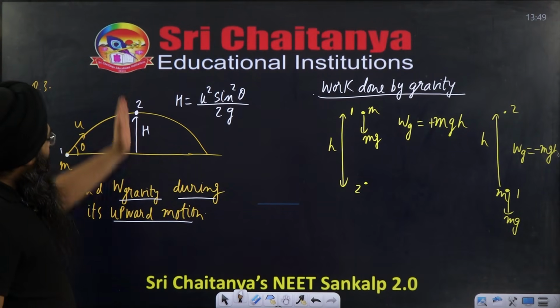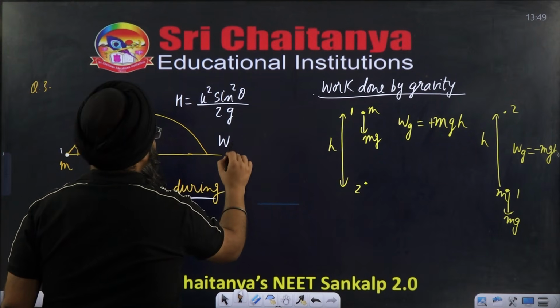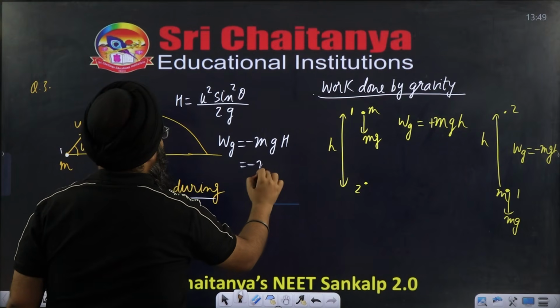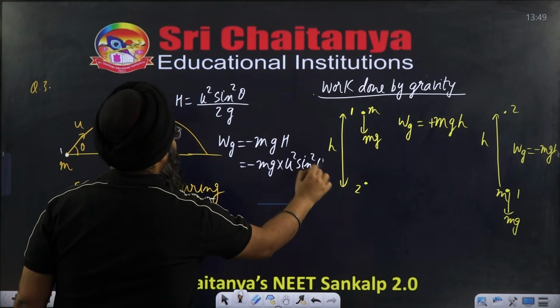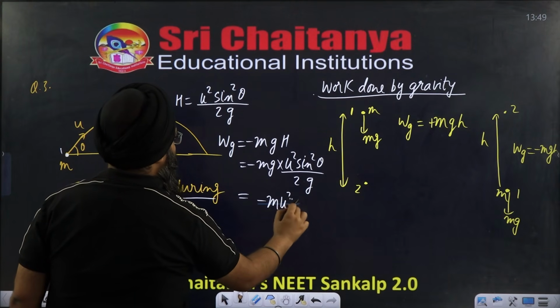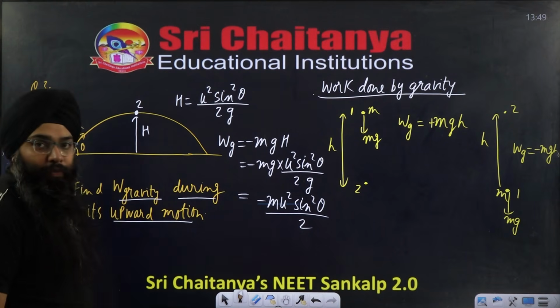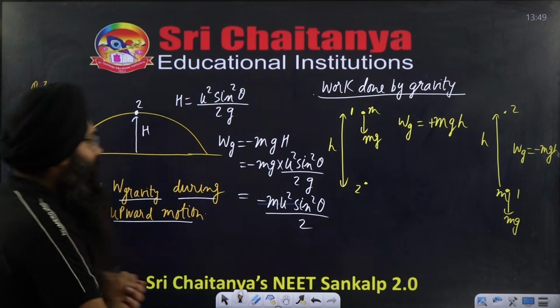And since you are going up and gravity is acting down, the work done by gravity will be equal to minus mg into capital H. That will be minus mg multiplied by u square sine square theta divided by 2g. So the final answer will come out as minus m u square sine square theta divided by 2. I hope it is clear to you. So this is basically the work done by gravity.